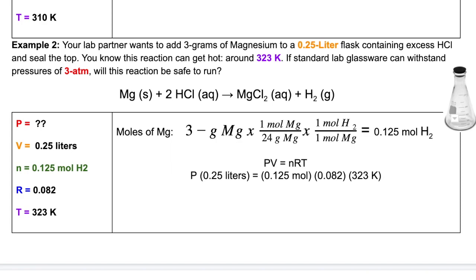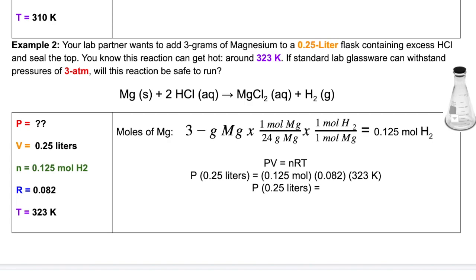323 Kelvin is quite hot. It's about 50 degrees Celsius, which is about 122 degrees Fahrenheit. So you can imagine how warm that would be. It'd be very hot to the touch. So now we multiply everything on the right side together. The left side stays the same for now.